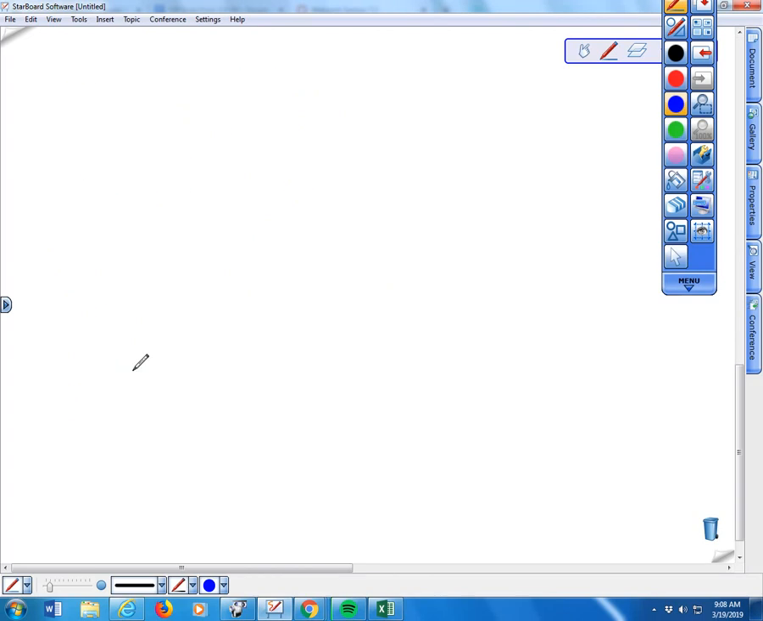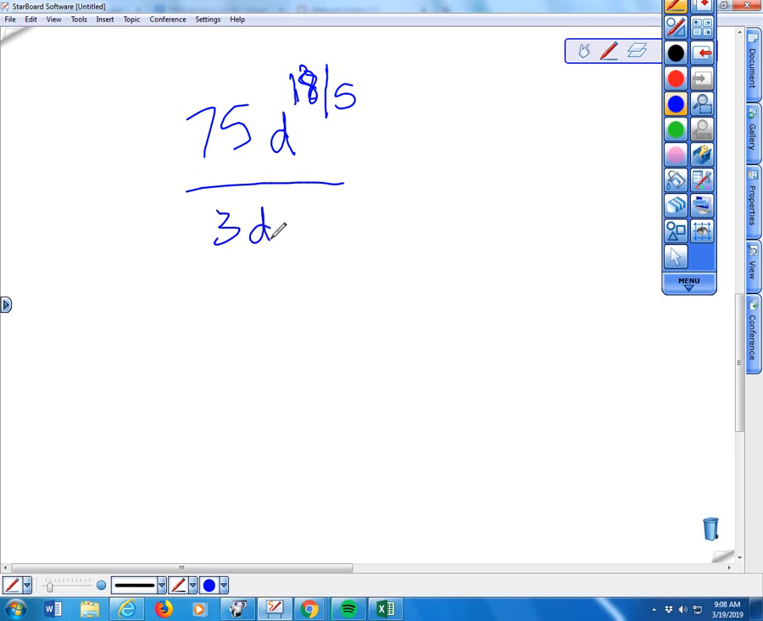So let's do this one. 75d to the 18/5 over 3d to the 3/5, all raised to the 5/2. Okay, so the thing to remember here is each term inside here must be raised to the 5/2.